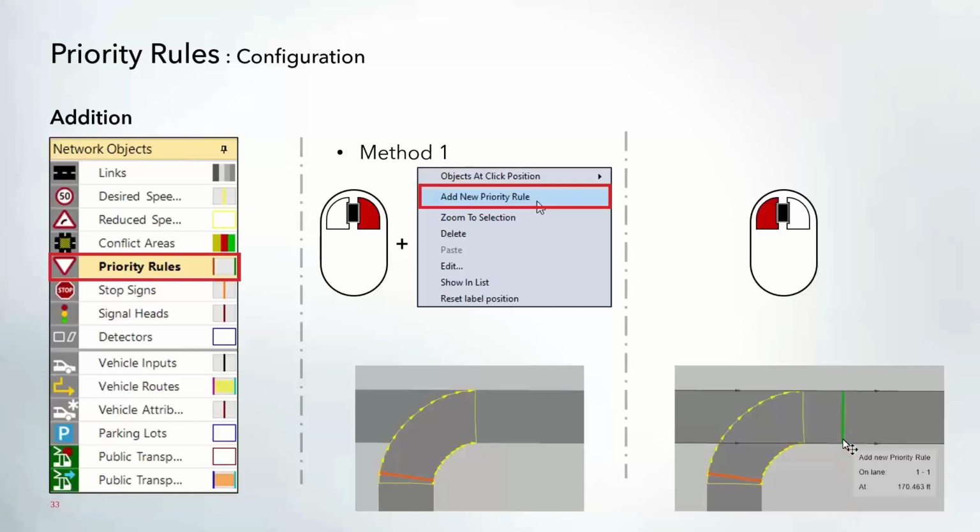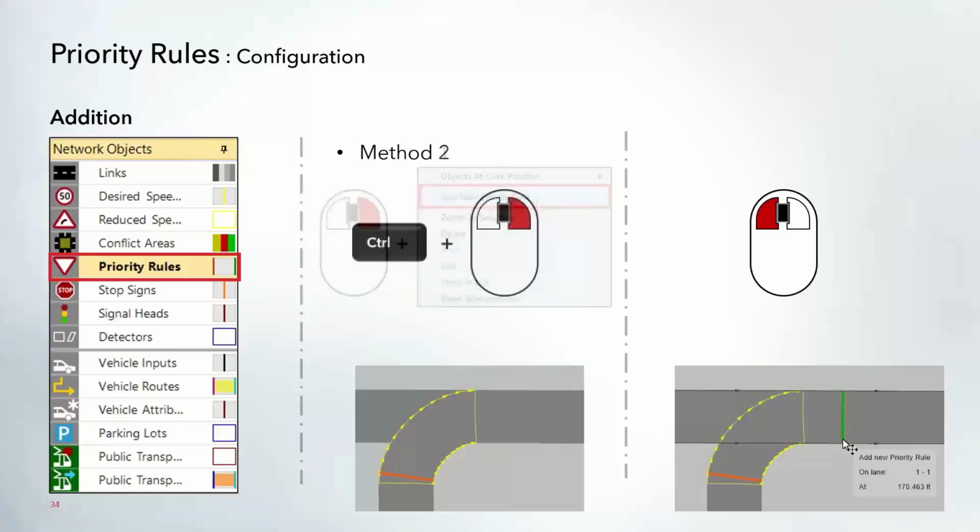And again, those conflict markers, you can have multiple of them to a single stop bar. And so this will be like adding in a routing decision where you can just left click and add in as many priority rules as needed. And then alternatively, you can also just press Control and right click to add in that orange stop bar. And then again, you can just left click to place all of those conflict markers in the network.